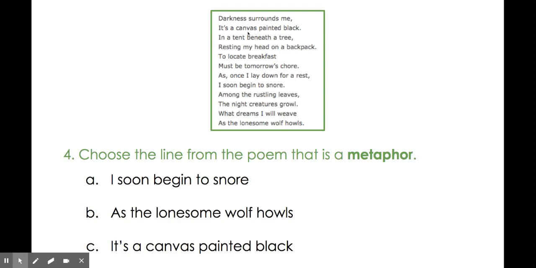A canvas is something that you can paint or draw or use to make a craft or art. All right. So if it's a canvas painted black, that shows you how dark the darkness is. So it is comparing it, which is the darkness, to a canvas. So the answer is C.